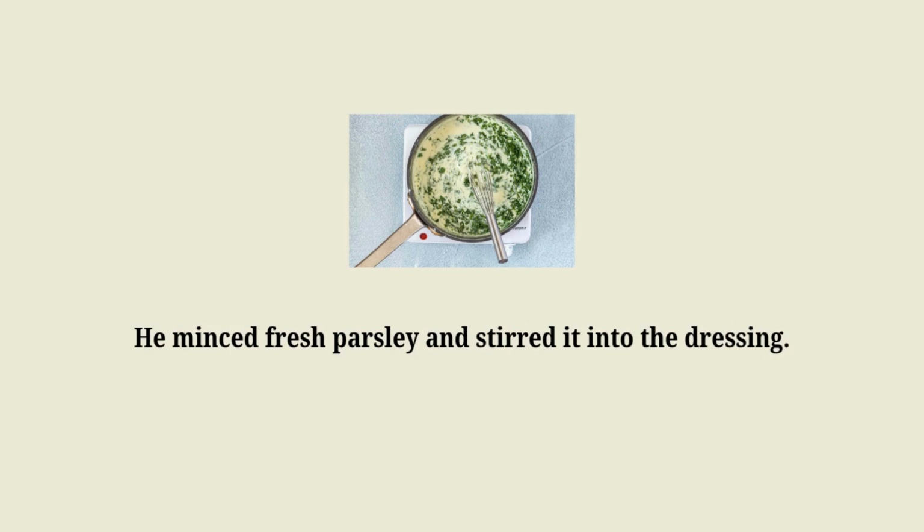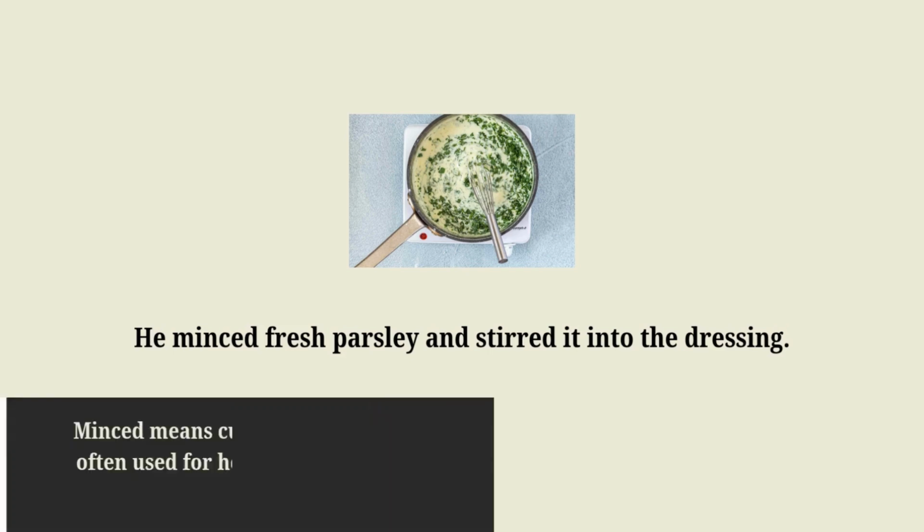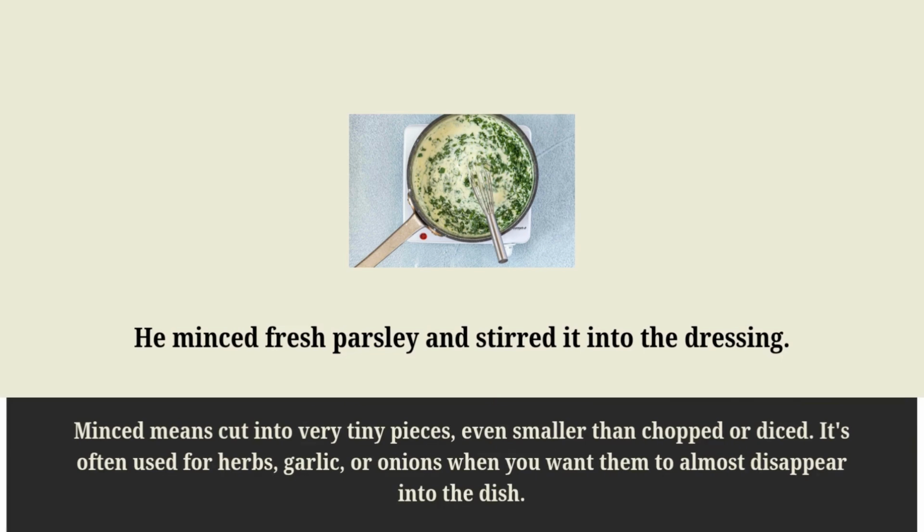He minced fresh parsley and stirred it into the dressing. Means he chopped the fresh parsley into tiny pieces and mixed it into the dressing. Minced means cut into very tiny pieces, even smaller than chopped or diced. It's often used for herbs, garlic, or onions when you want them to almost disappear into the dish.